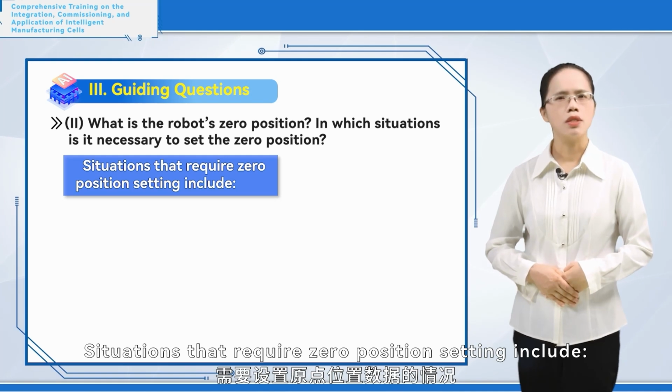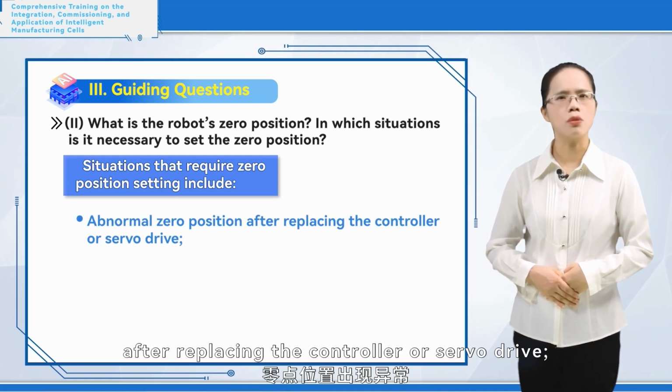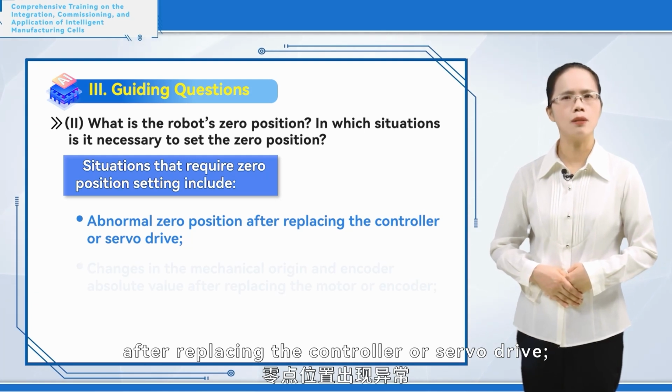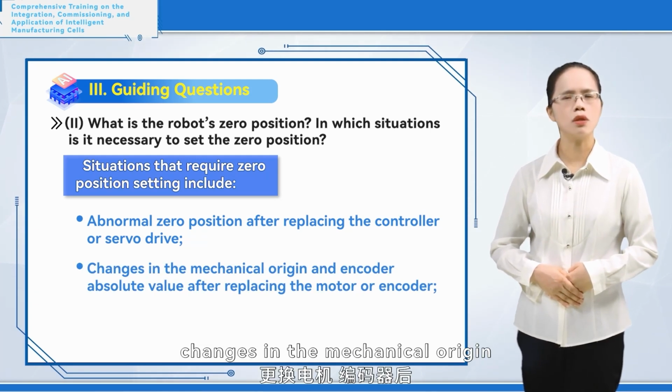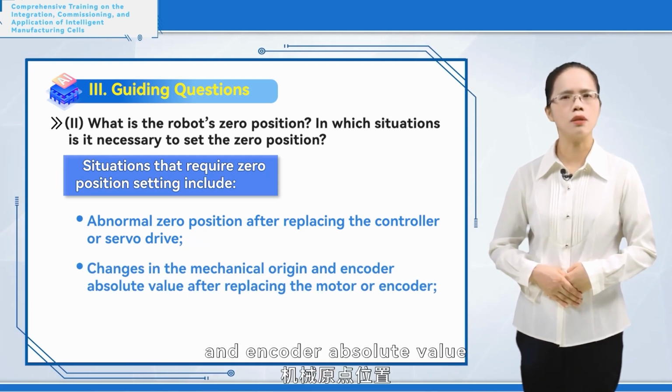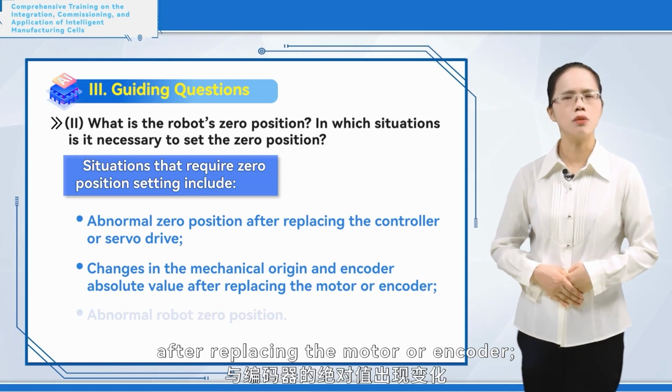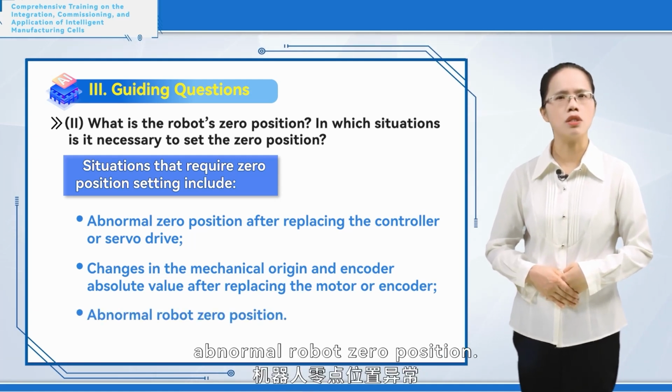Situations that require zero position setting include abnormal zero position after replacing the controller or servo drive, changes in the mechanical origin and encoder absolute value after replacing the motor or encoder, and abnormal robot zero position.